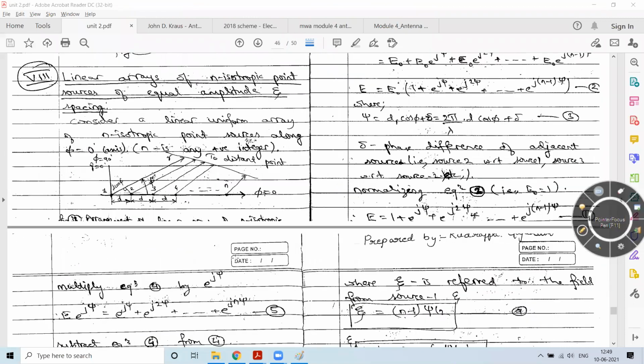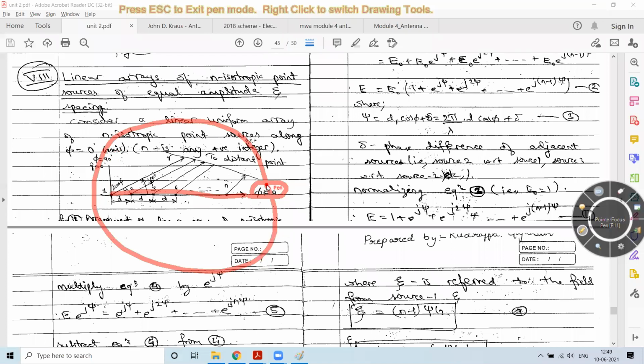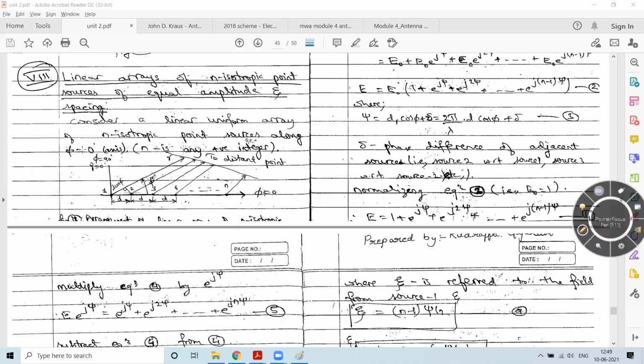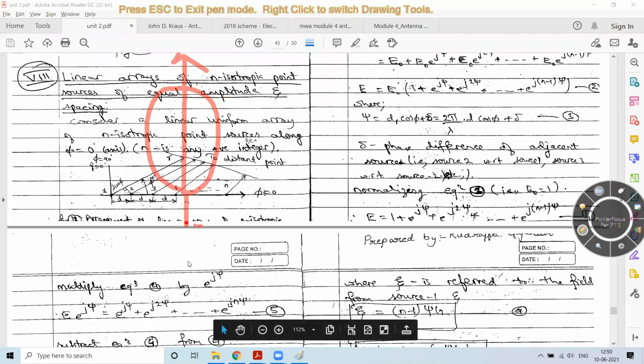Now here, if you just observe, say the array elements are placed in phi equal to zero direction. With respect to this arrangement, if I try to measure at different angles by keeping the distance constant, if I measure the radiation, and it gives me a maximum along phi equal to 90 degrees, that is in a direction which is perpendicular to the axis which is holding these n isotropic point sources, that is, I get a main lobe along this direction. It can be in this direction and even around minus 90 degrees.